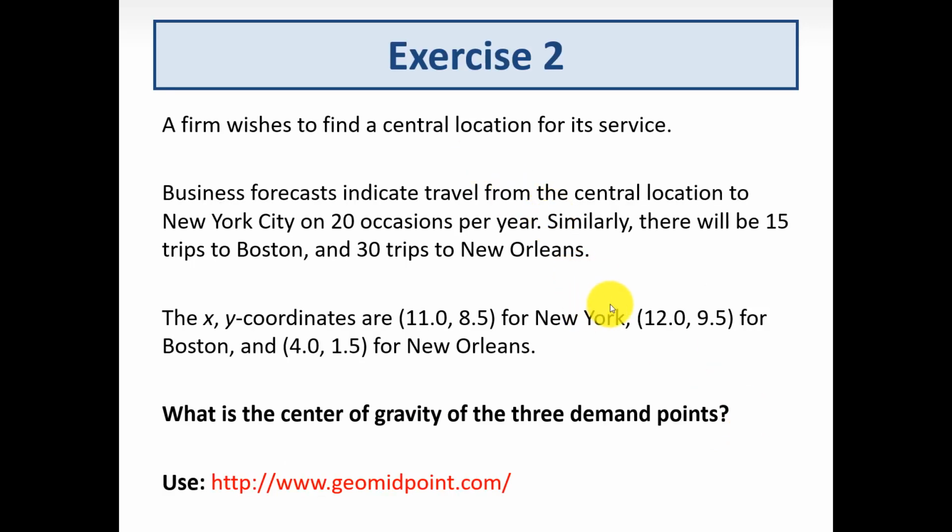There is an exercise 2, which is just about the same. It's about finding a central location for a service. And there are some trips from cities like New York, and some weighting factors or loading. In this case, the loading factor, look, it's not about tons of something to be shipped, but it's more like a frequency. You see, 20 occasions per year from New York City, 15 trips per year to Boston, 30 trips to New Orleans. So you already get the loading factor, but now it is expressed as frequencies. Coordinates are given for every city, and then what is the center of gravity for these 3 demand points?